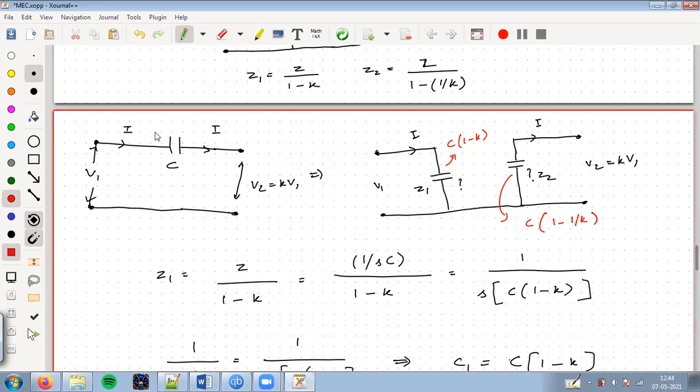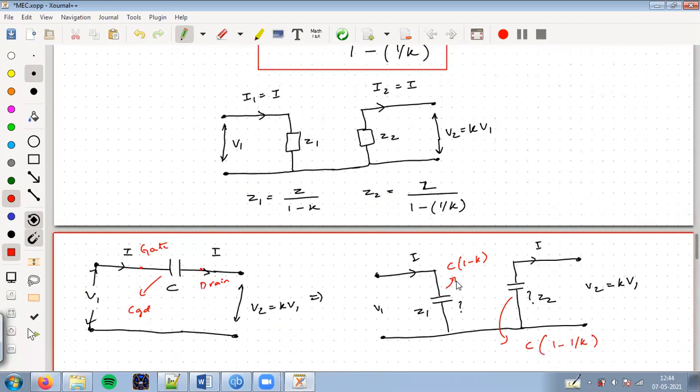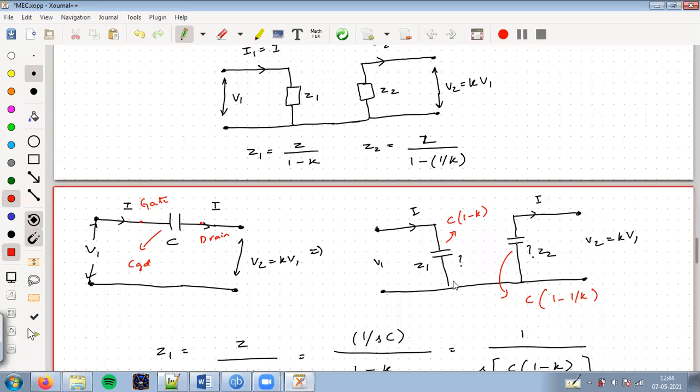See, remember this is the gate and this is the drain, and this capacitance will be CGD. So this will come very handy when we are doing a high frequency analysis for common source, common drain, and common gate. Try and understand this. Always remember, if you have a capacitance between the input side and the output side, at the input side you replace that capacitance with the equivalent capacitance C1 multiplied by a factor of 1 minus K. And at the output side, you have another equivalent capacitance multiplied by a factor of 1 minus 1 by K. So that is what I wanted to show you.